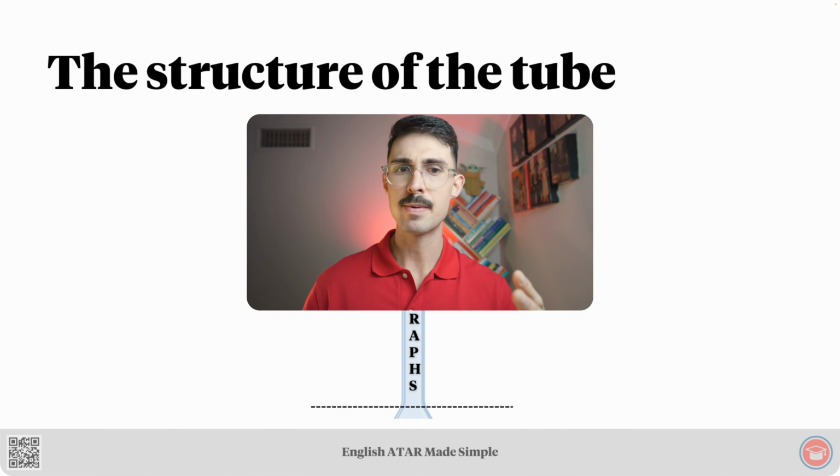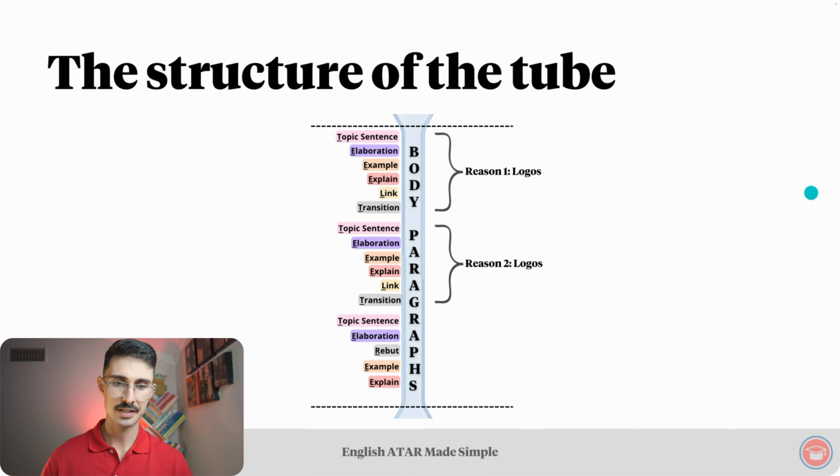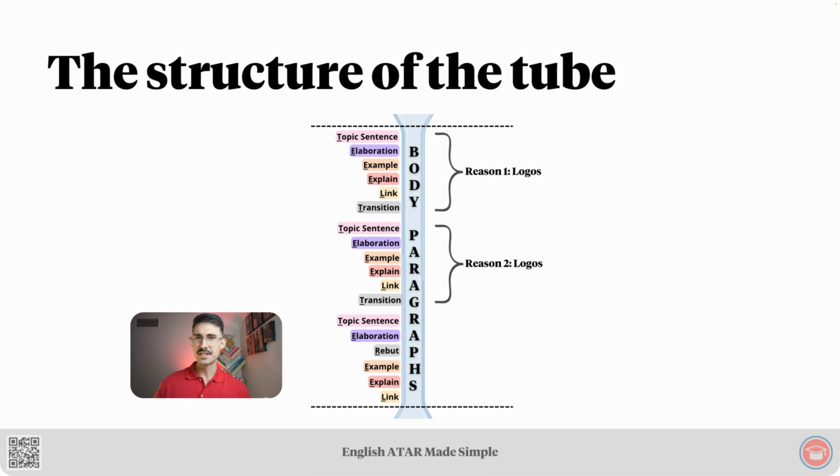The third body paragraph of the persuasive speech varies a little bit from the first 2. We've still got the topic sentence, we've still got the elaboration, except instead of going to an example, we go to the rebut. Then we have the example, then the explain, and then a link. This final body paragraph is different from the first 2 because it is the counter argument paragraph that also includes reason 3. The theme of this third body paragraph is pathos.